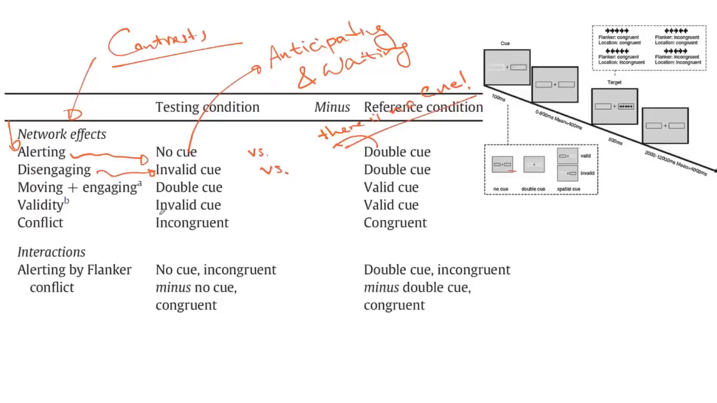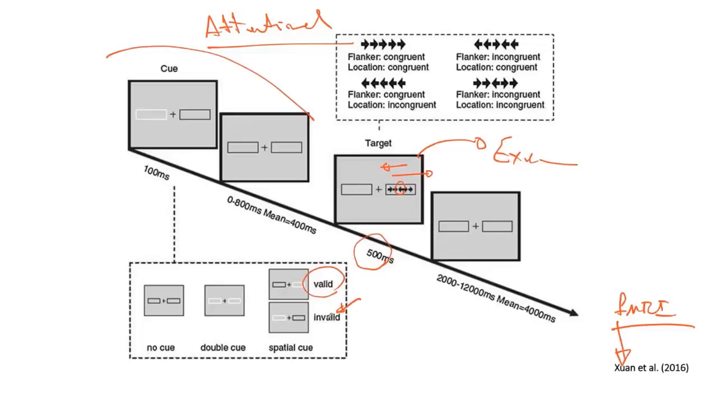Basically, in the disengaging effect, when you have an invalid cue, your eyes are directed to one side. You are waiting for things that are happening on one side. But all of a sudden, you have the target on the other side. If you remember, we discussed before what we mean by valid and invalid. Invalid means you get the cue on the opposite side. The cue is supposed to be valid because when they give you a cue on this side, the stimuli should appear on that side.